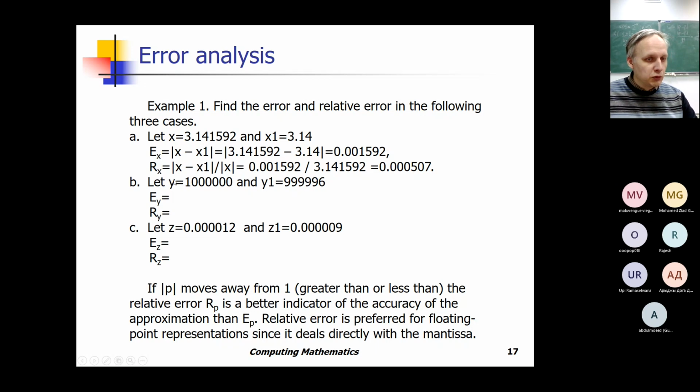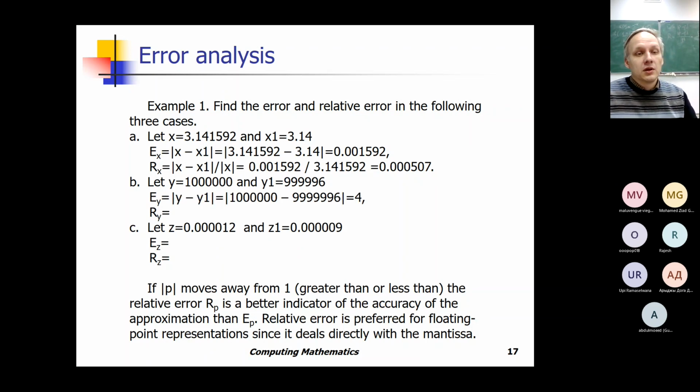Suppose that the values are very large. Suppose that the true value is 1 million, and our approximation is 999,996. How to compute the error? It's just a difference. What is the value of the difference here? Difference between these two numbers. Oh, the zeros we don't write, just 4. Yes, the value is 4.